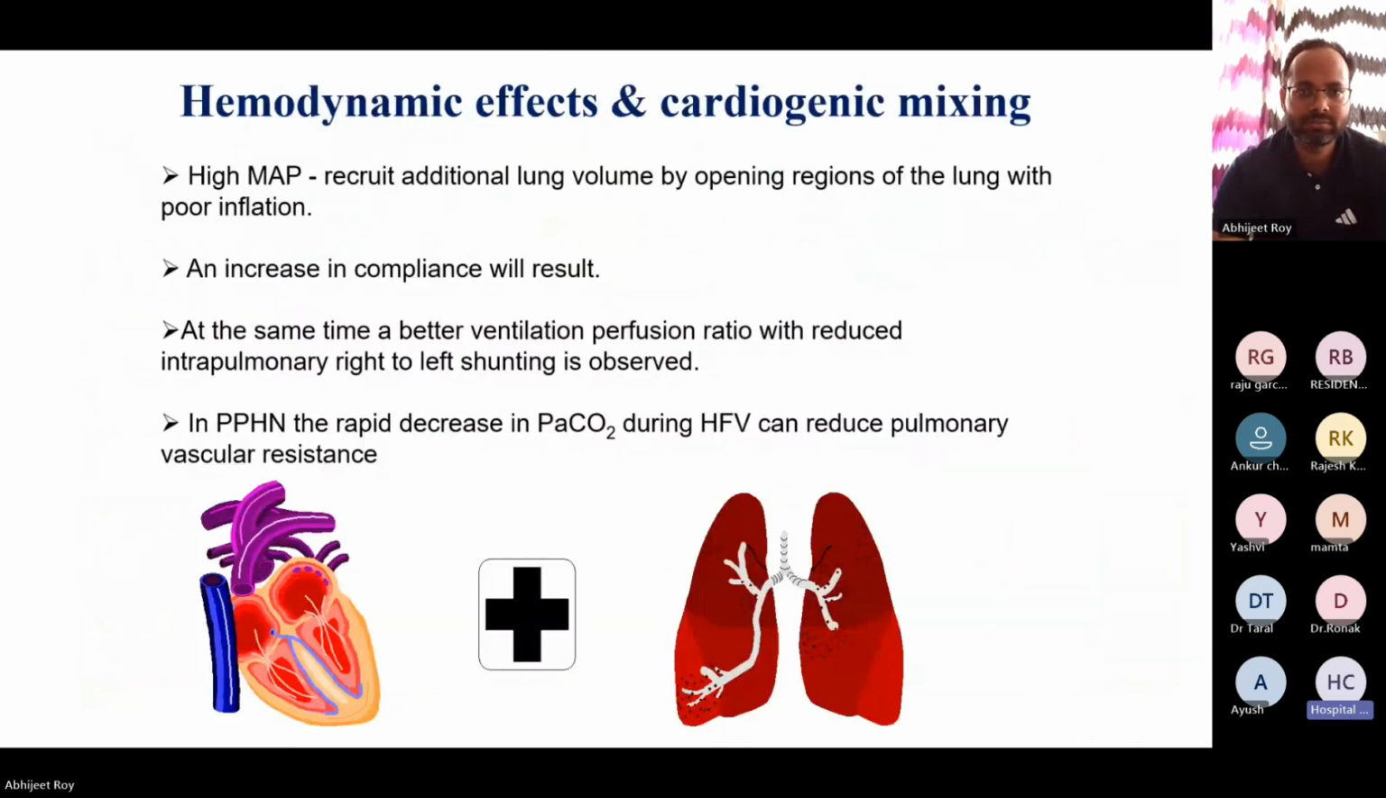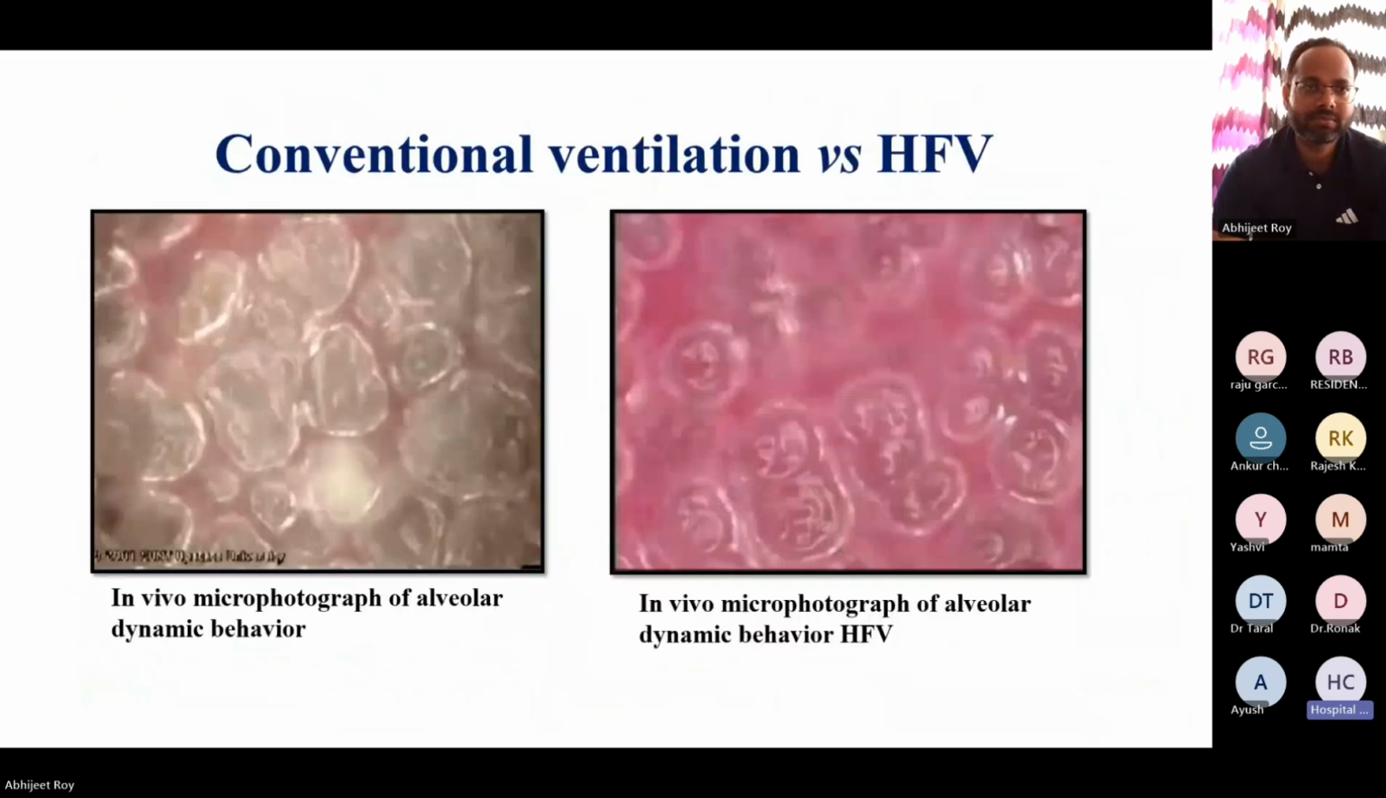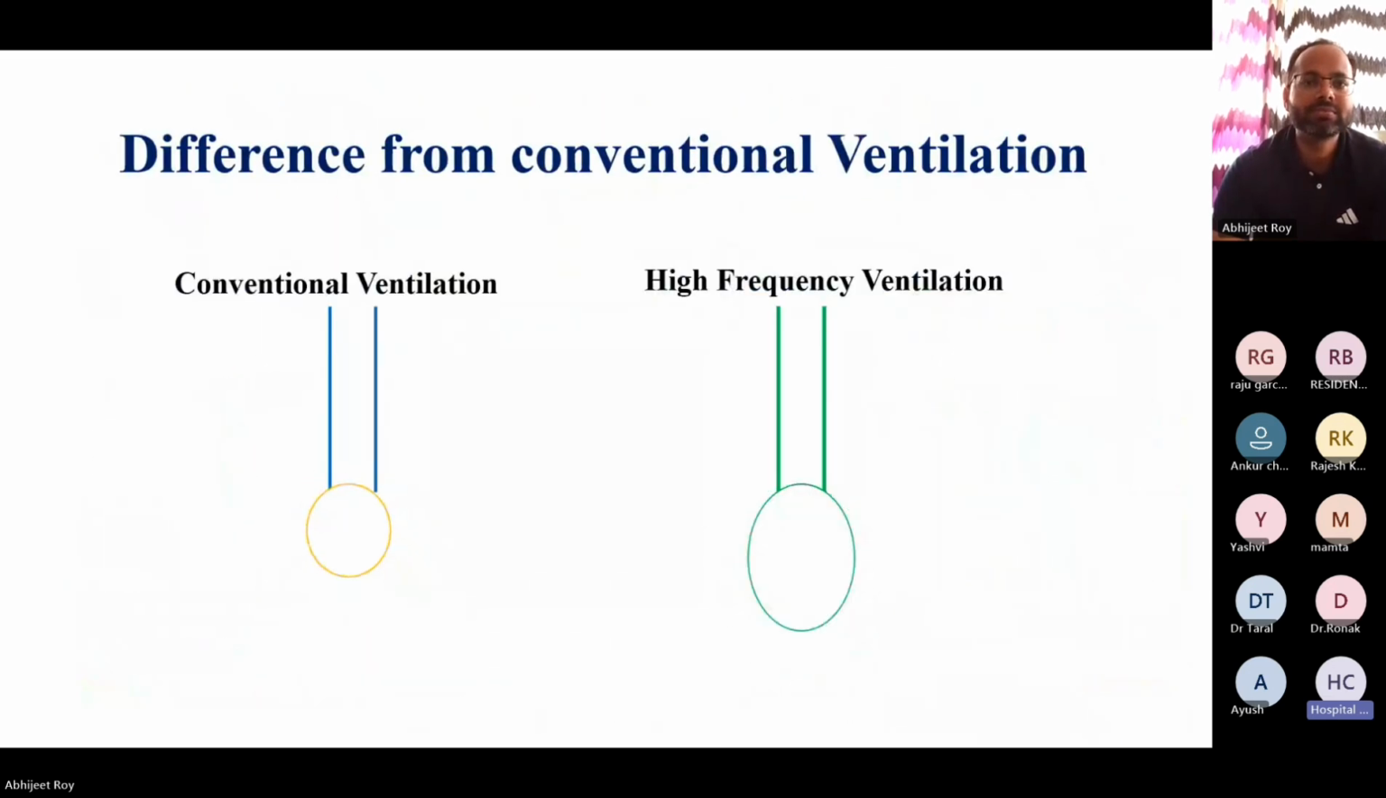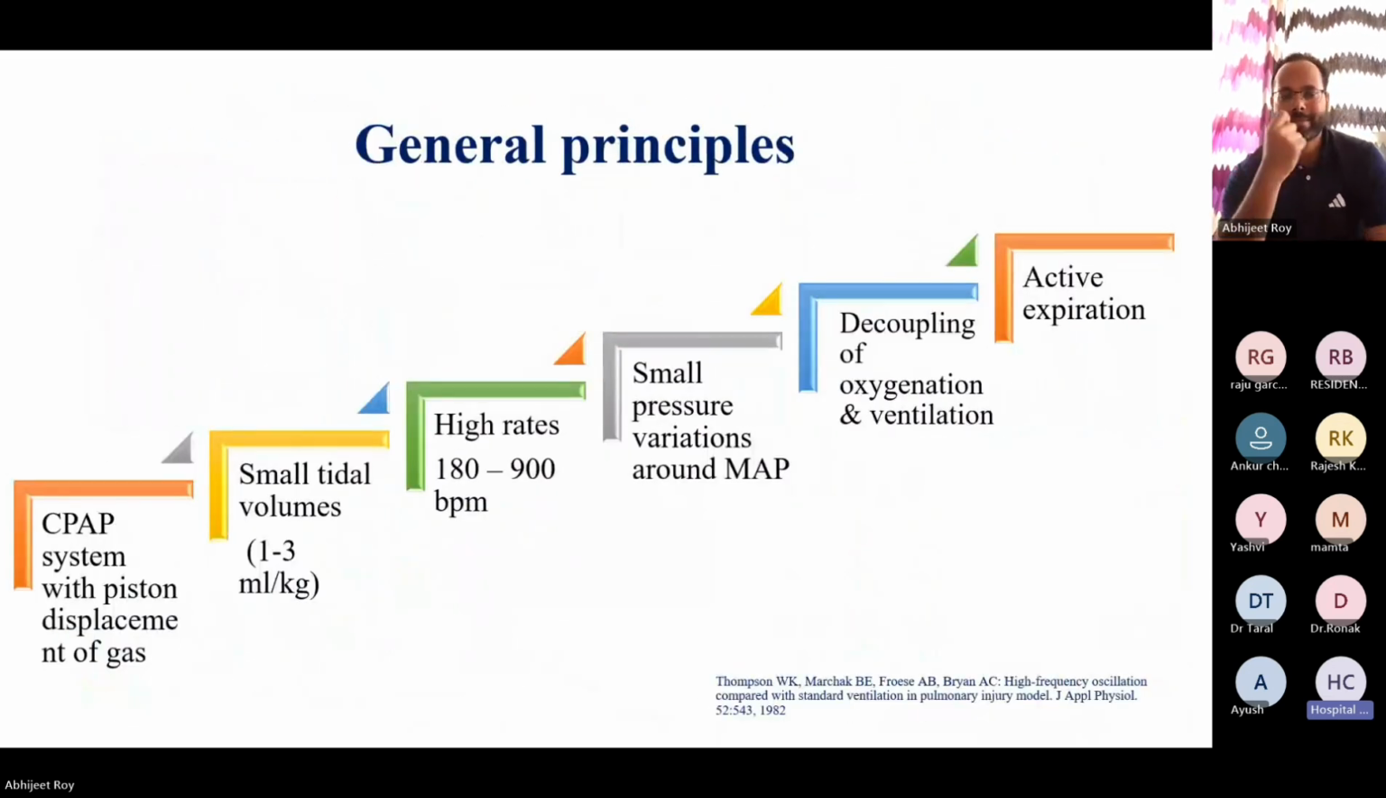As the name suggests, it is high frequency. So you are using rates somewhere around 180 to 900; that could be the range. Any rate more than 180 becomes high frequency. So that is one of the differences. Second is that the tidal volumes we are using are very small. In conventional ventilation, we are using tidal volumes around 4 to 6 ml per kg.